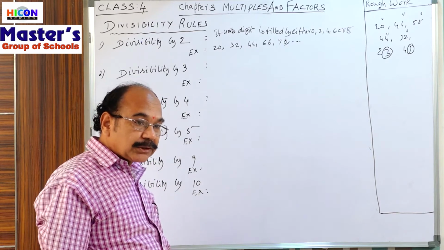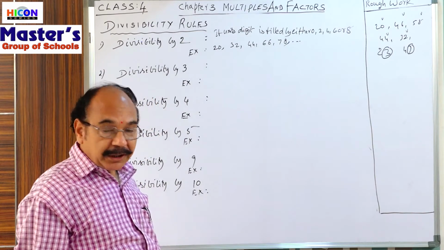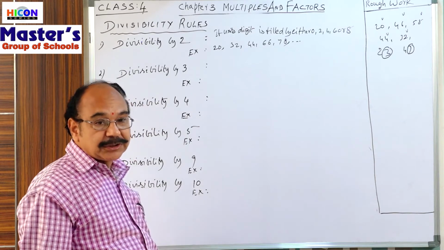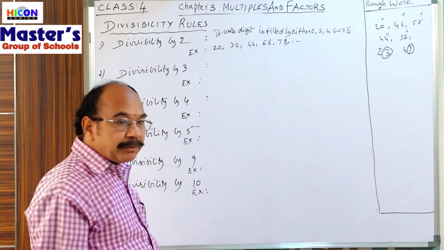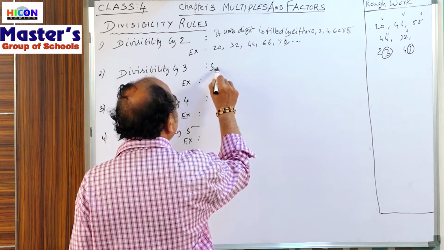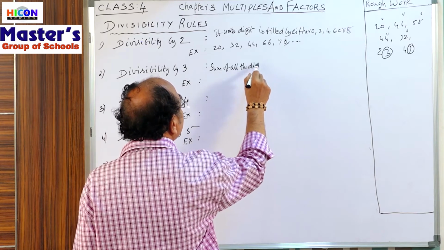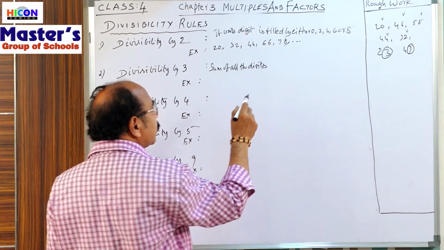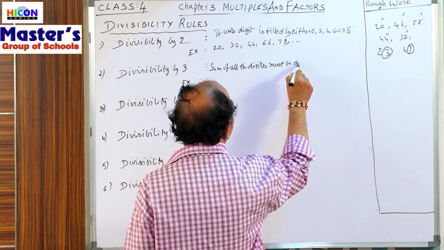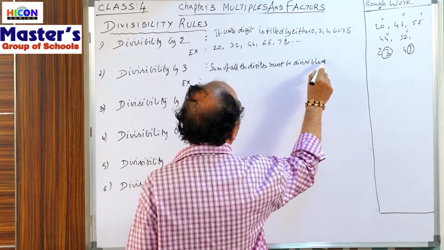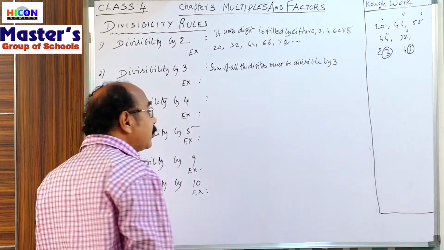So, shortcutly what we write here: sum of all the digits. Sum of all the digits of a given number must be divisible by 3. So very shortcutly, sum of all the digits must be divisible by 3.